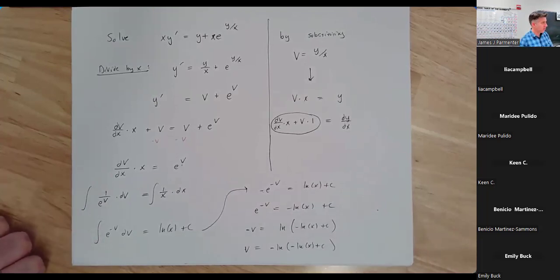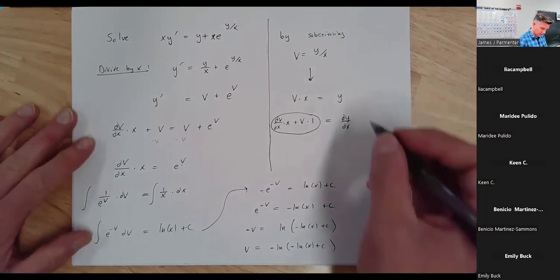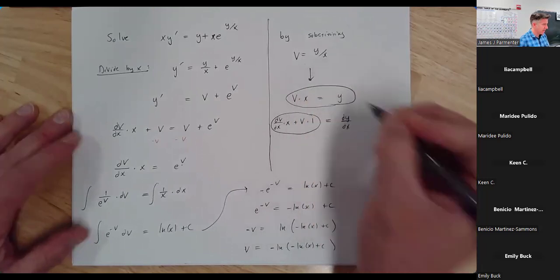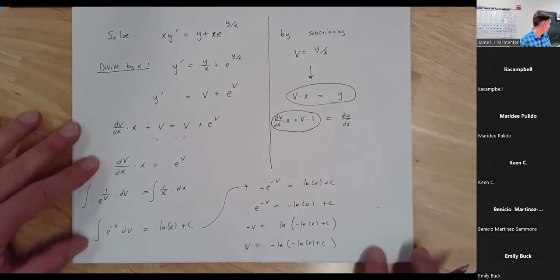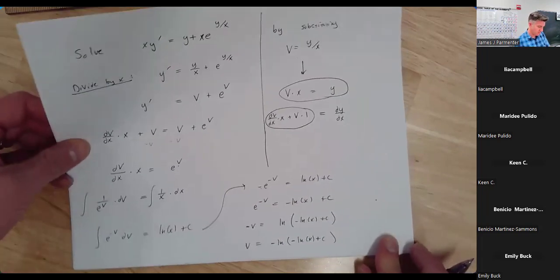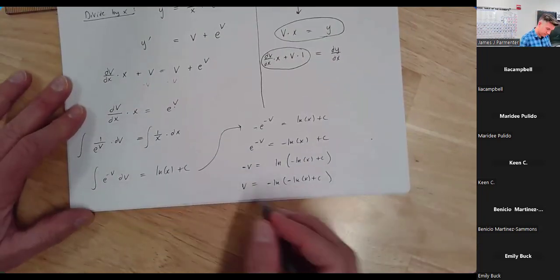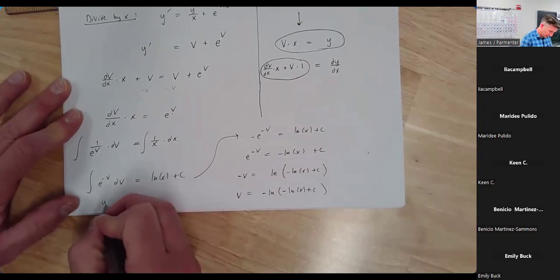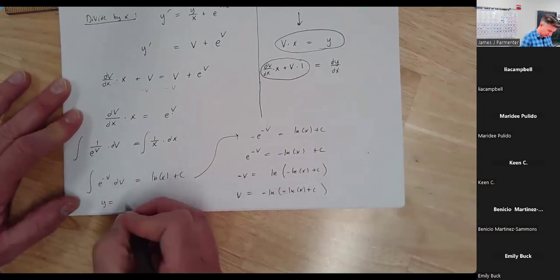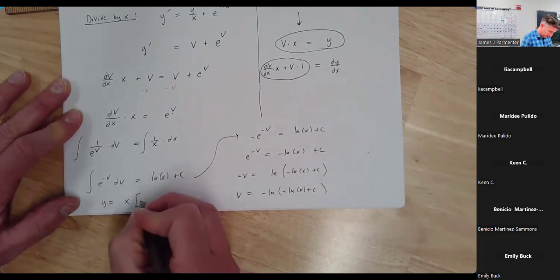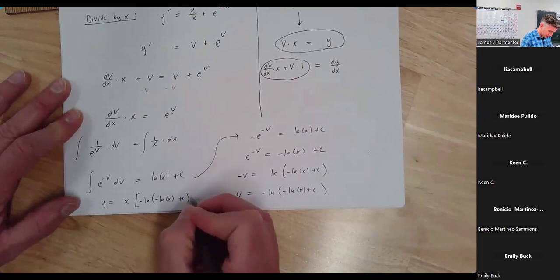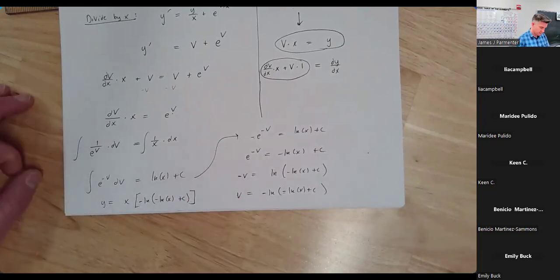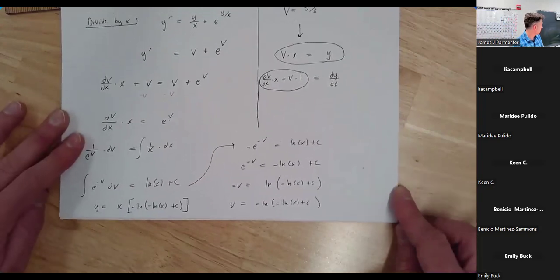And then we're not quite done because we didn't want to solve for v, we want to solve for y. So notably, y is equal to v times x. So there's your v multiplied by x. Sorry, I'm a little out of room here. So we're going to get that y is equal to v times x. So it's going to be x times negative natural log of negative natural log of x plus c. Kind of gnarly.